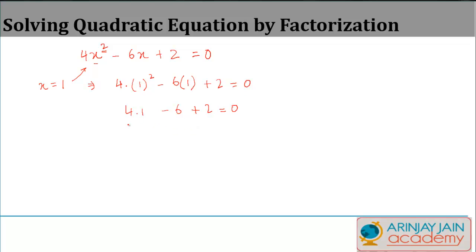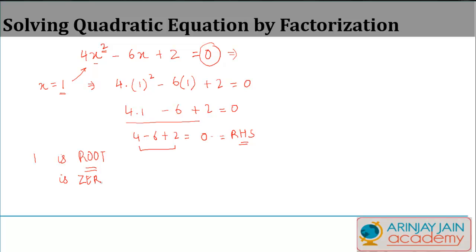I'm just solving the left hand side for the time being: 4 minus 6 plus 2 is actually equal to 0, which is the right hand side of this equation. So what does this mean? This means that x equal to 1 makes the left hand side of the equation equal to the right hand side, and therefore we say that 1 is the root of this quadratic equation. We also say that 1 is the zero. Both these terms refer to the value 1.